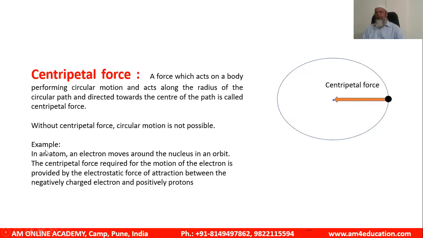Example of centripetal force is an electron revolving around the nucleus. Electrons are negatively charged particles and there are positively charged particles in the nucleus, that is protons. So in between these, there is electrostatic force. This electrostatic force is nothing but centripetal force. And the electrons are moving along the circular path, that is in the orbit around the nucleus. Okay. So this is one of the examples of centripetal force.